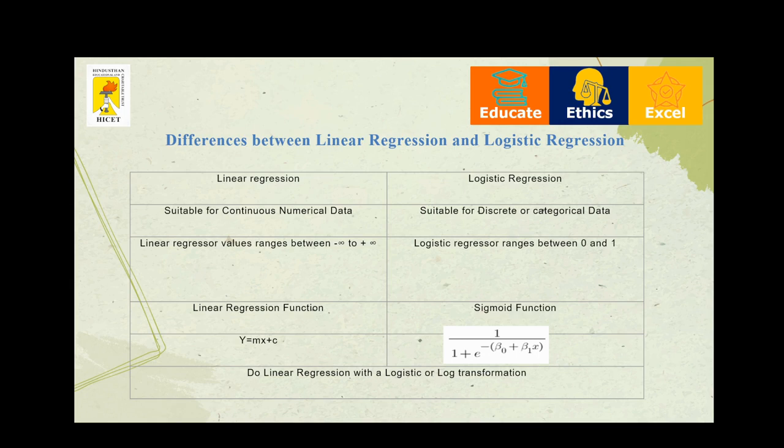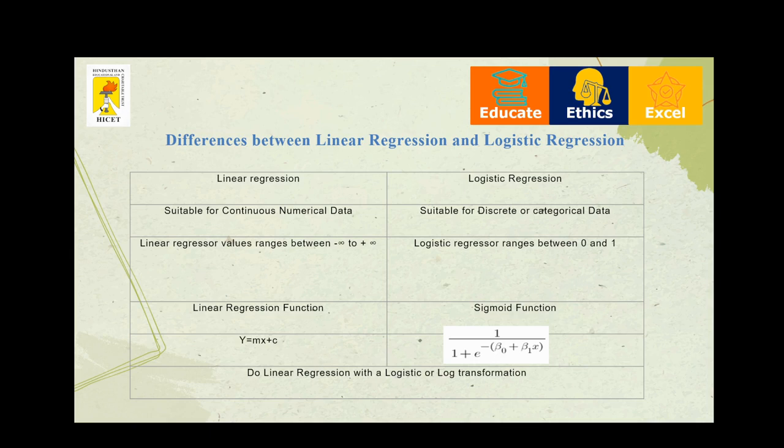The linear regressor values range between minus infinity and plus infinity, which means, as we said, that the target variable is in the form of numerical quantity, which may range between minus infinity and plus infinity. In the case of the logistic regressor, the value lies between 0 and 1, which means you may have either a yes or a no representation. So here it comprises only categorical representation.